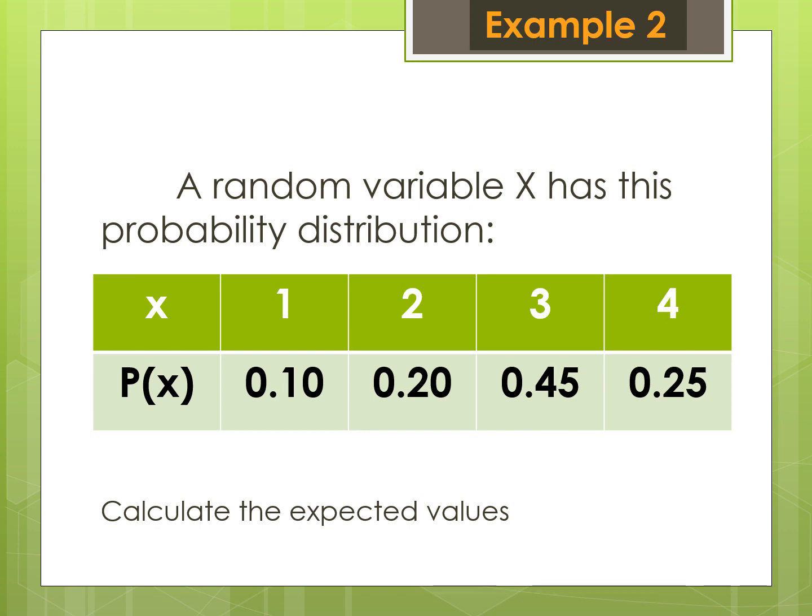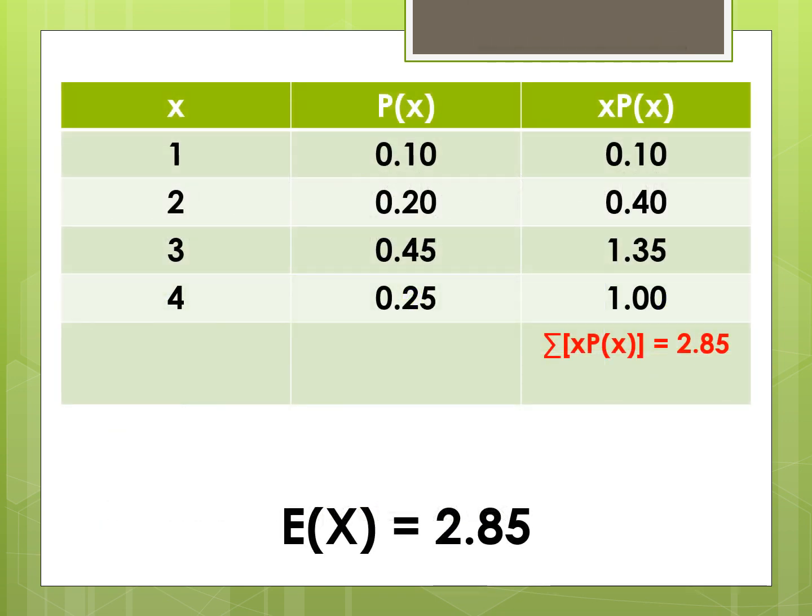Okay, let's have the second example. A random variable x has this probability distribution. Using the same process, just multiply the given x value to its corresponding probability. Then after doing that, add the values in our last column, and the sum will be equal to 2.85. So that is the mean or our expected value of x. Is that clear?